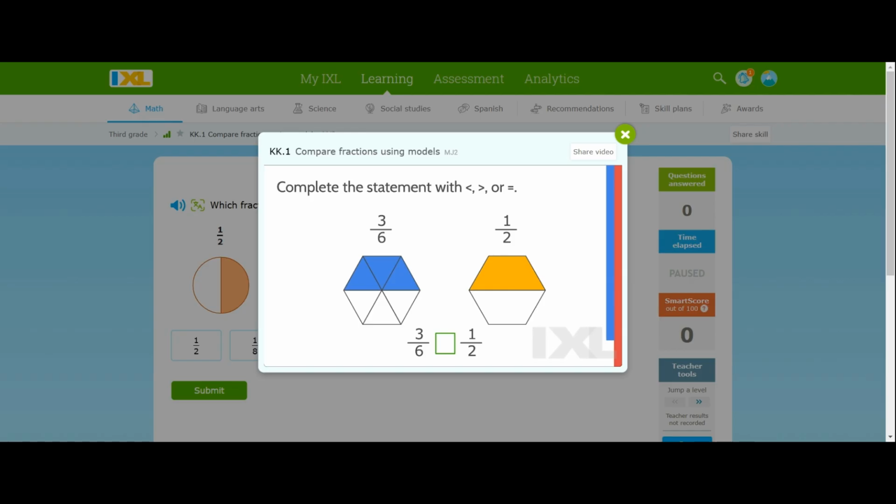Do you notice something about these two models? That's right. The same amount is shaded in both models. That means that these fractions are equal. 3/6 equals 1/2.